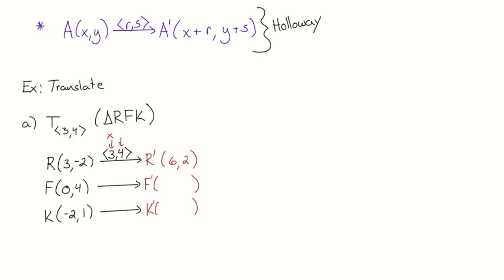What'd you get, Carson? What is Foxtrot prime? I did 3, 8. Can somebody second that? Yes. Love it. Apple, K prime: 1 and 5. 1 because you added 3, love it. And 5 because you added 4, love it. Doable? Okay. Are we right?